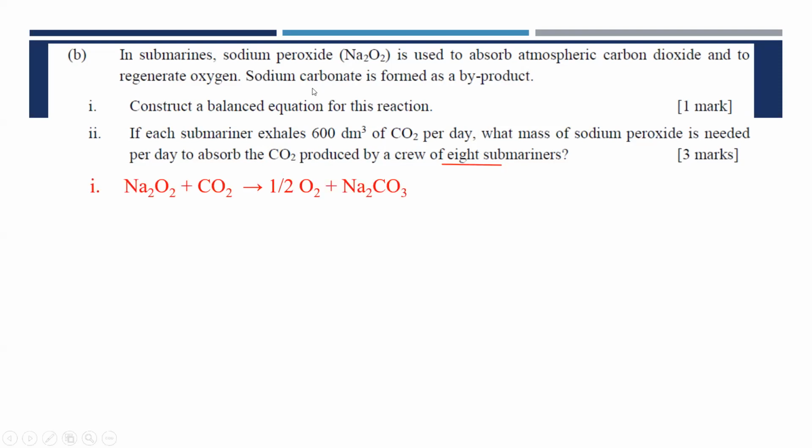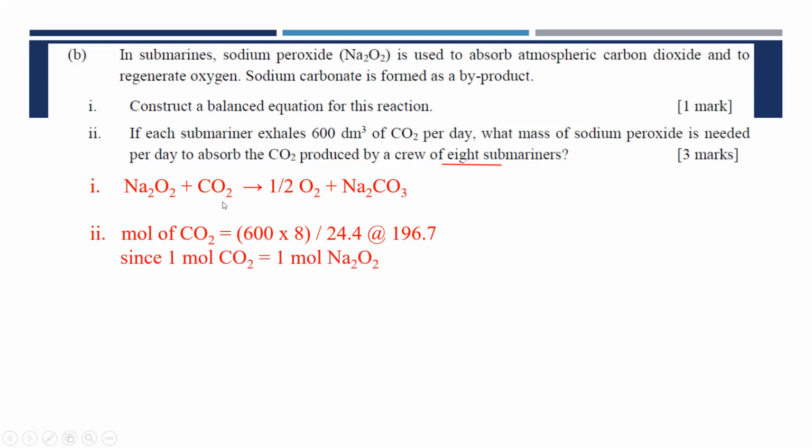First write the balanced equation. Na2O2 plus CO2 give Na2CO3 plus half O2. If you don't want to leave it as half, you can write 2, 2, 2, 1. Then mole of carbon dioxide: you have 600 for 8 submariners, you divide it by 24.4, so you get 196.7 mole. Stoichiometrically, 1 CO2 is to 1 Na2O2. So mass of the Na2O2 is 196.7 multiplied by 2 times 23.0 plus 2 times 16. So you get 15.3 kilograms.